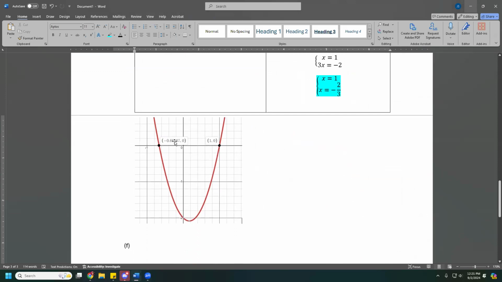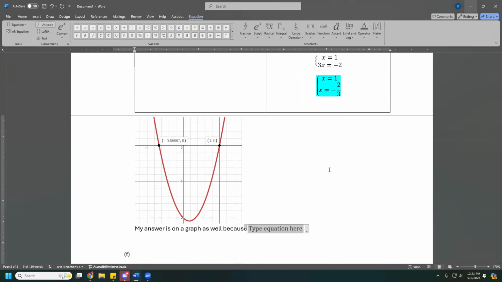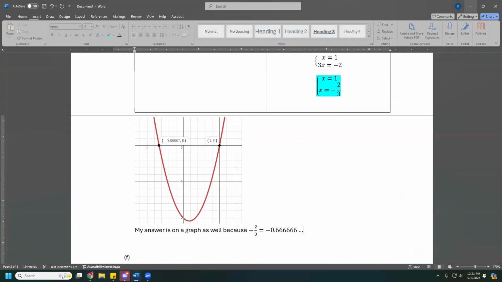negative 0.66666 is 2/3. My answer is on the graph as well because negative 2/3 is actually equal to negative 0.66666 forever. The only catch is if you looked at a graph first, you may not know that this is supposed to be negative 2/3. So that's the downside to graphing and finding the answer by a graph.